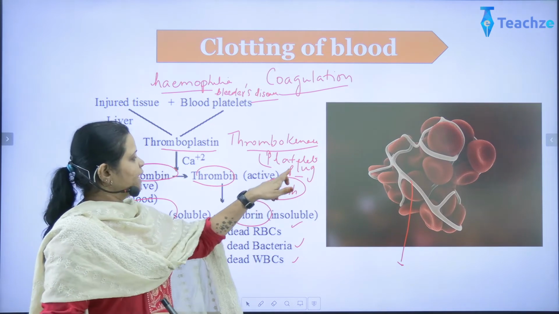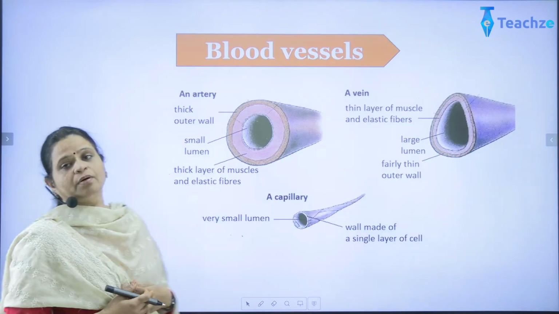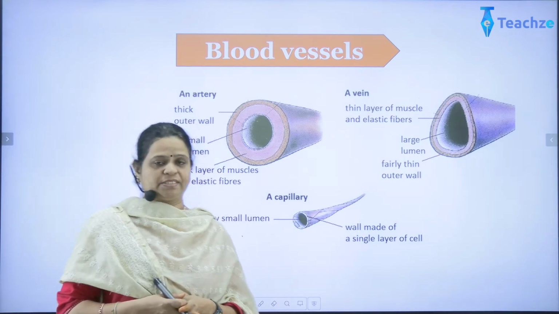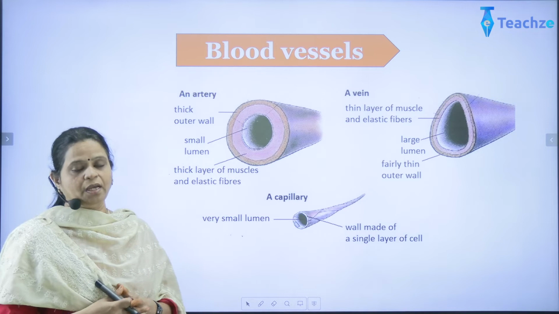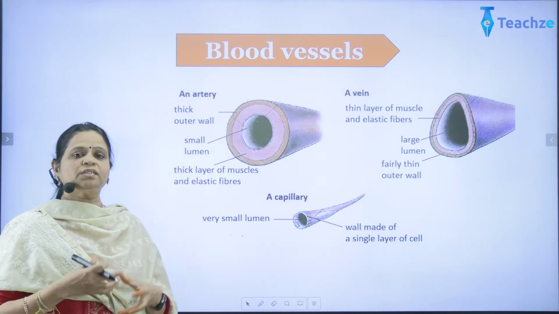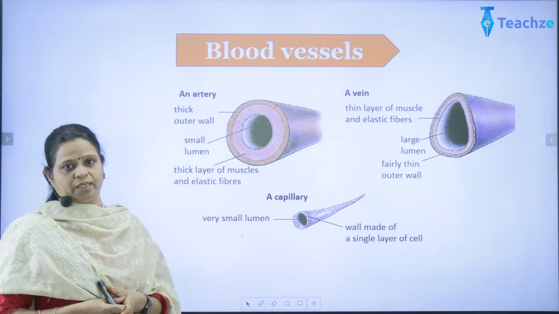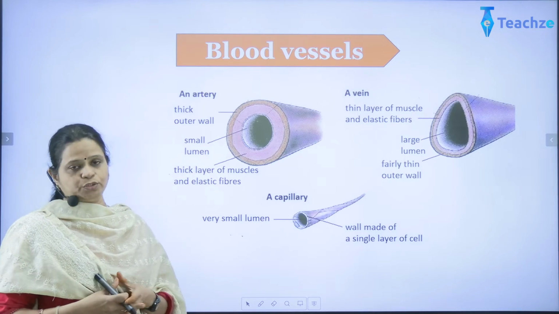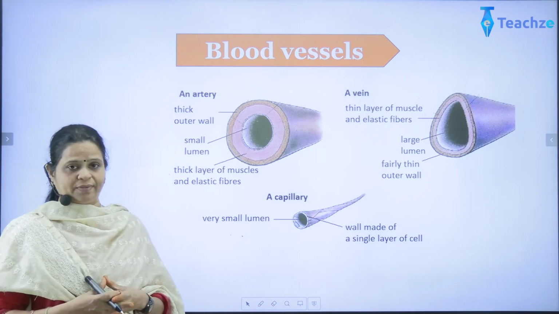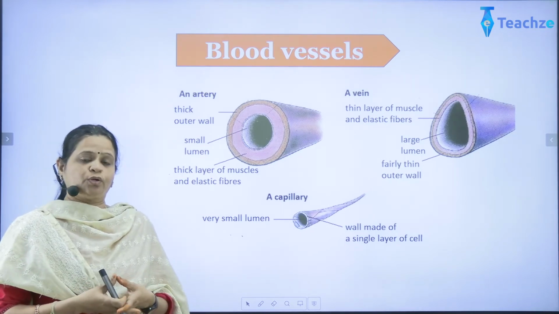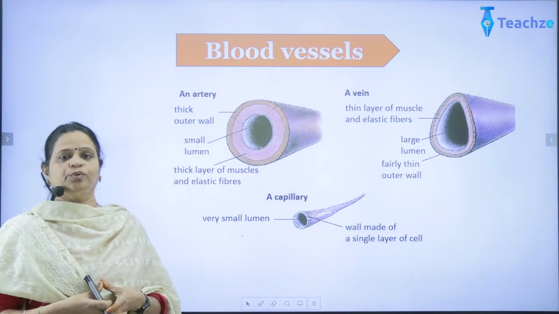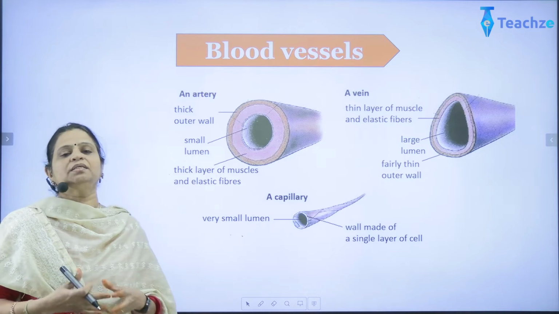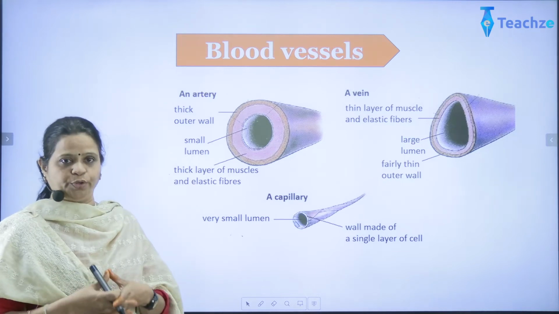Now coming to the next one, what we look at on the screen is the blood vessels. We know that blood flows throughout our body. But have we ever imagined what the different kinds of blood vessels are? We all belong to a closed circulatory system. So we have blood vessels to carry the blood to different places. Now what are the different kinds of blood vessels we are going to look at?